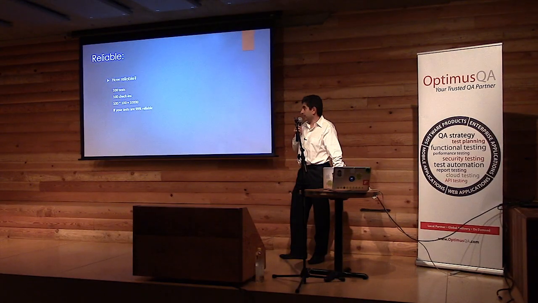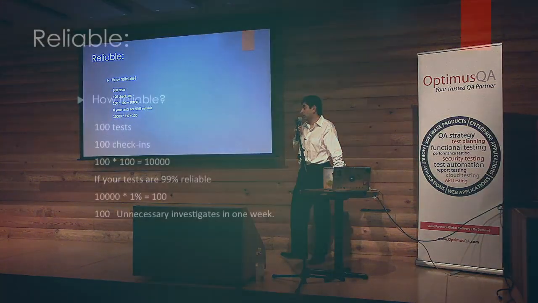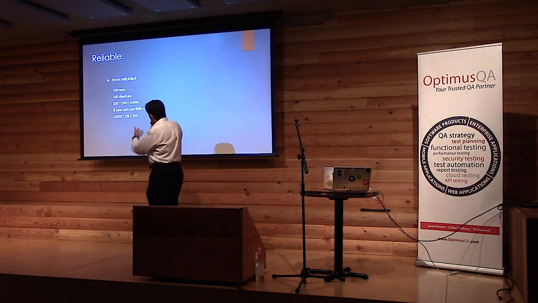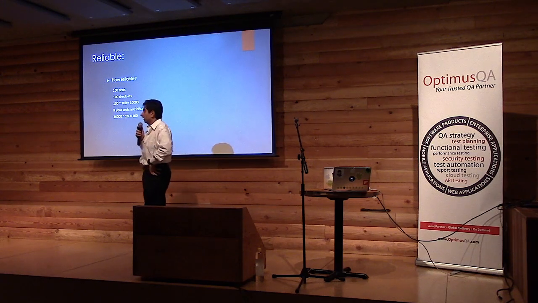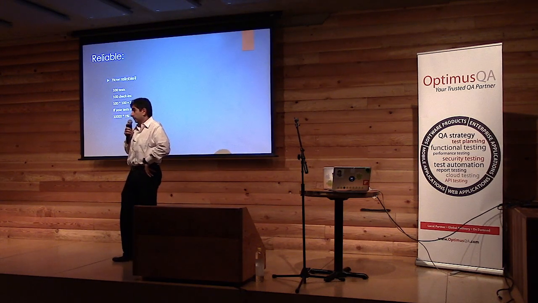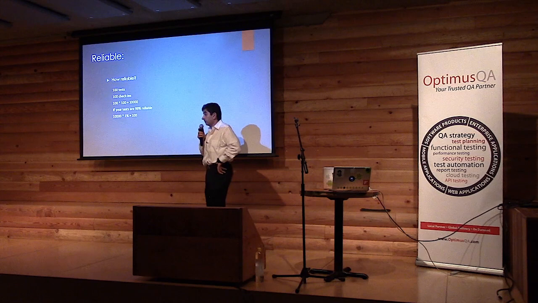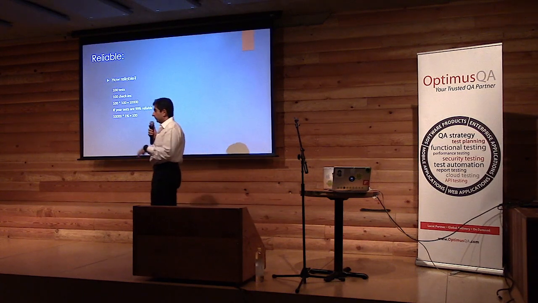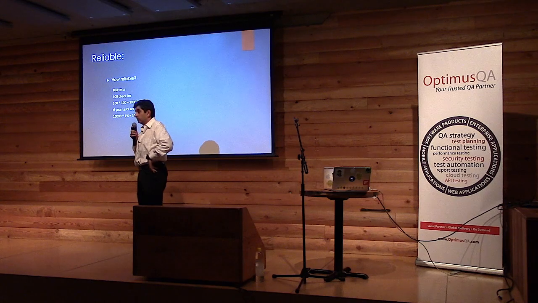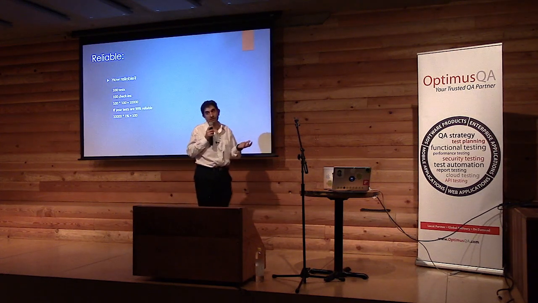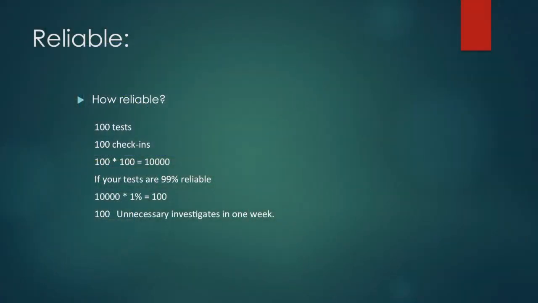If your tests are 99% accurate, you get 100 false positives per 100 check-ins, a day, sorry. And if you have 25 developers in a team, 100 check-ins per day is nothing. So here we go, 100. Even if your tests are 99% accurate, your entire resources, or at least a significant portion of them, will go to chasing failures that do not merit investigation. So how can you avoid that?